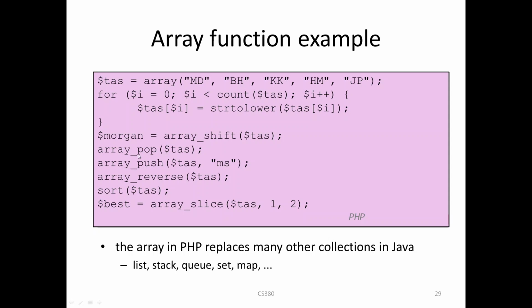We can add new elements using the array pop. So it is an in place change. It takes the value from the array, it returns the value. But if you say array push, you don't have to assign this back to the same array. It does the adding in place. You can reverse the elements, you can sort the elements of the array, or you can even slice the elements of the array, right?